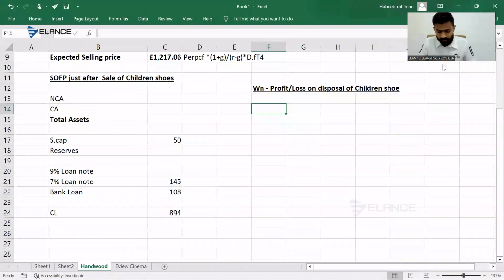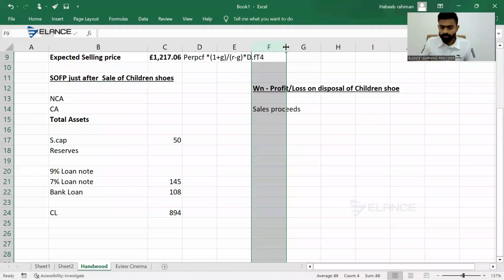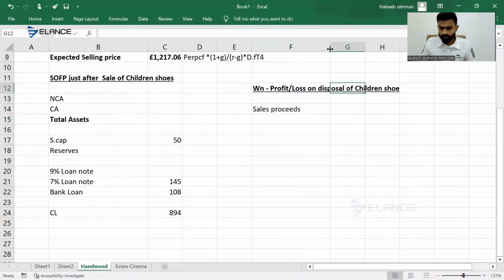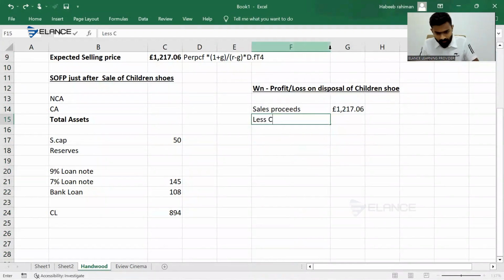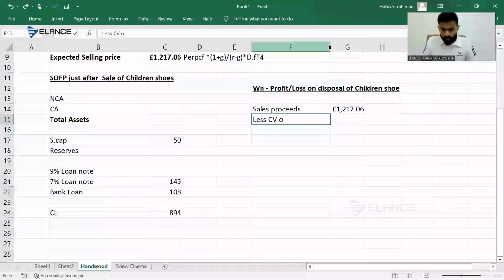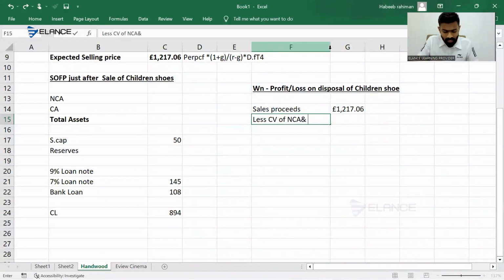See, what was the proceeds? Proceeds means the amount we are getting, the sales proceeds. This was the figure we calculated previously, the expected selling price: 1217. Less the carrying value of non-current asset and current asset of which division? Which division is sold? We have to take that division's carrying value, right? The carrying value of non-current asset and current asset of the children's shoe division.